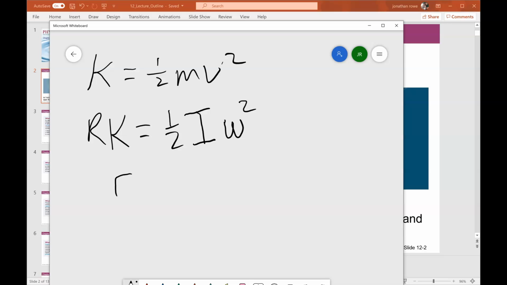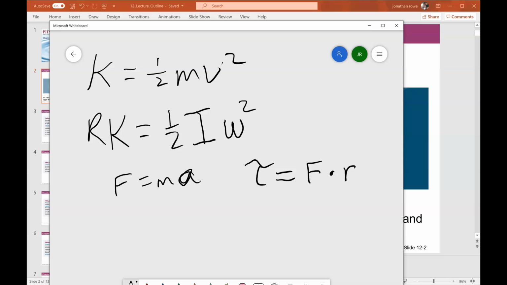Force, F equals ma. That's what makes an object accelerate in a linear direction. Well, what makes an object accelerate in a rotational direction is torque. The symbol for torque is this Greek letter tau. It is equal to force times the distance, or radius.